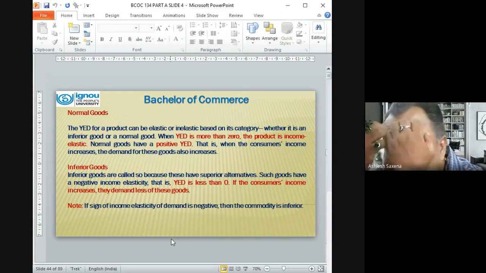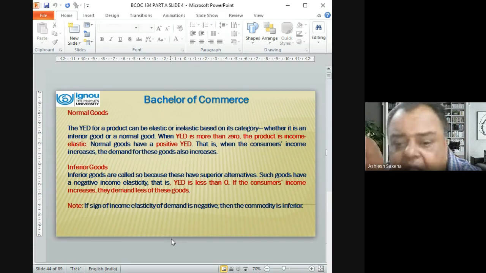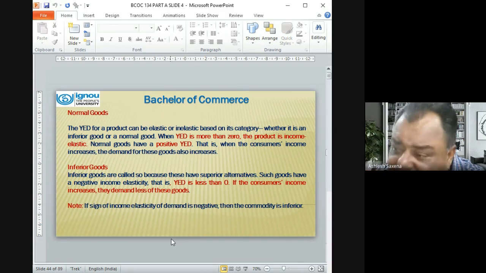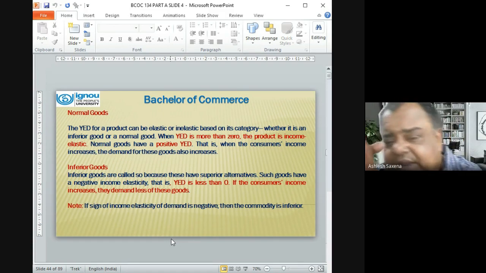Second one is inferior goods. Because they have superior alternatives, such goods have a negative income elasticity. That is why it is less than 0. If the consumer's income increases, they demand less of these goods. Note, if the sign of income elasticity of demand is negative, then the commodity is inferior.